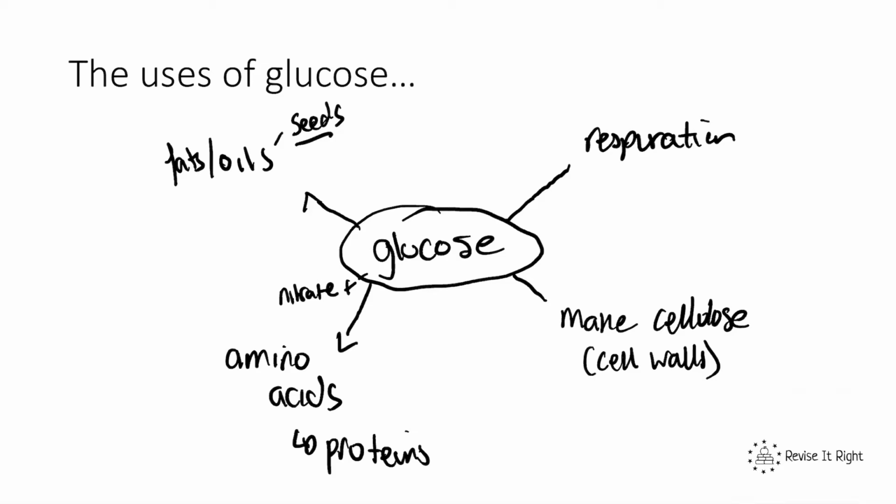And finally, it can be stored as starch. It's stored as starch in the roots and the stems and in the leaves, ready for when photosynthesis isn't happening. So for example, in winter or at night time, when there isn't as much photosynthesis taking place, the plant can then break down this starch back into glucose to then be used in respiration. So it's very important that it has this starch storage for times when photosynthesis cannot happen. It's like a backup.